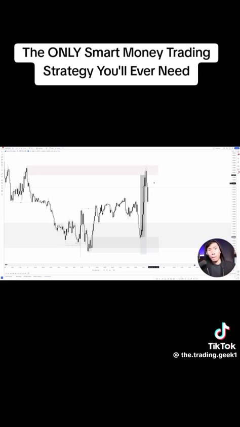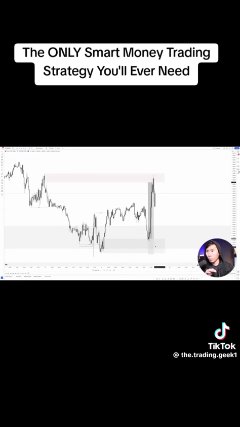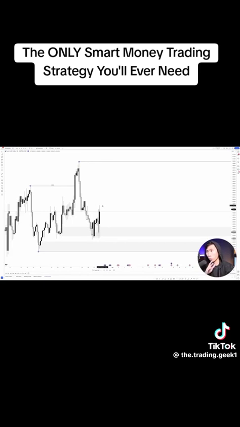Now, once again, why is this considered a high probability setup? Because the lower time frame right now has turned bullish since we got this market shift, and the lower time frame is aligned with our higher time frame trend, which is bullish. So if you want, you can even be more ambitious and target this 4-hour swing high.